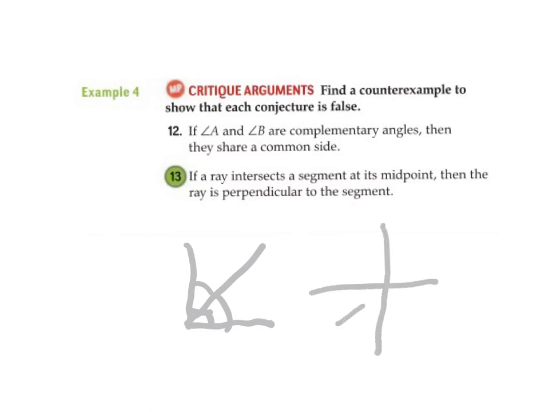Let's think of y equals x. Okay, so this is the graph of y equals x. Well, this angle here is actually vertical to that, and they are both 45 degrees. All right, so this is 45 degrees, and so is this one here. But they do not share a common side, but the two of them added together do make 90 degrees. So that's the easiest way of proving that false.